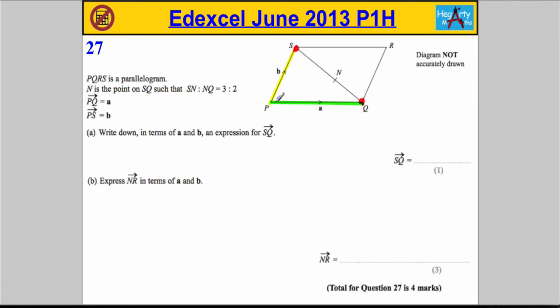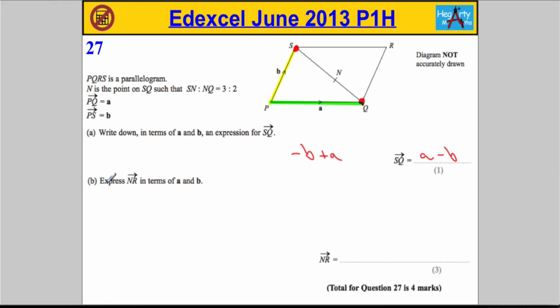So we know B goes from P to S in this direction. That means if I go from S to P, it's got to be negative B. And to get from P to Q, we're going to travel along the vector A, so it's going to be negative B plus A. And when we simplify that, I prefer to write it in the form A subtract B. SQ is A subtract B.